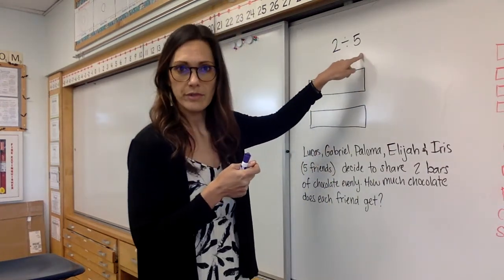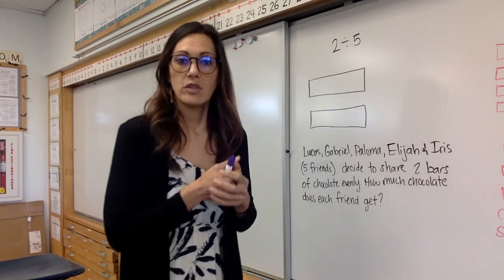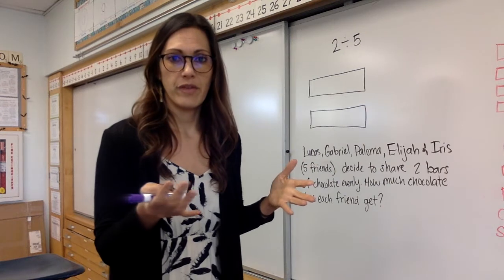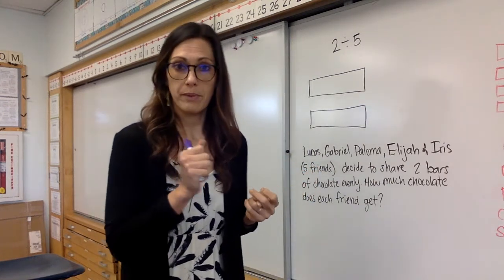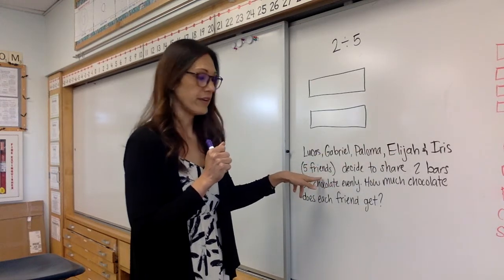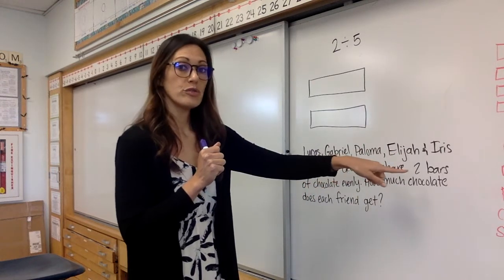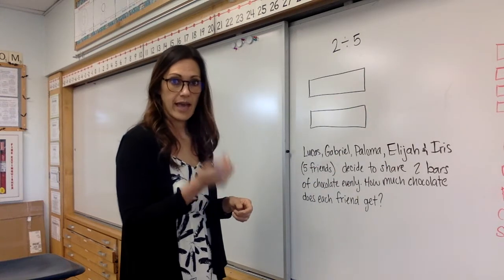We have 2 whole numbers in this one. 2 divided by 5. So a possible situation: you could have 5 friends that are going to divide 2 chocolate bars up. So we have Lucas, Gabriel, Paloma, Elijah, and Iris. It's 5 friends, and they're going to share 2 bars of chocolate evenly. How much chocolate does each friend get?